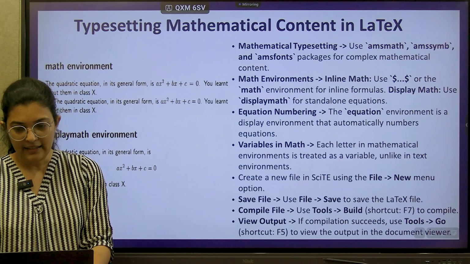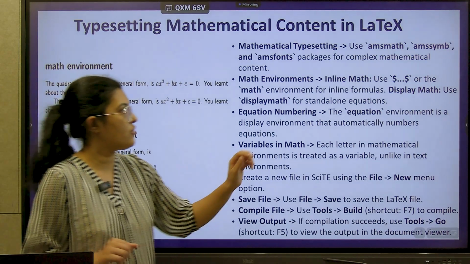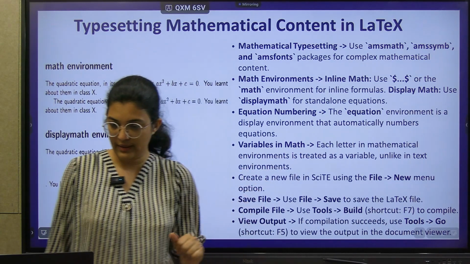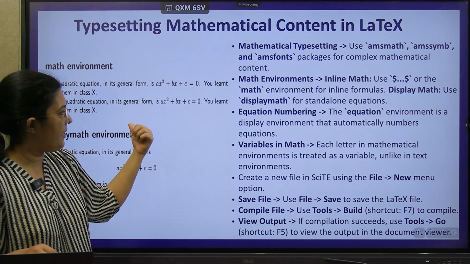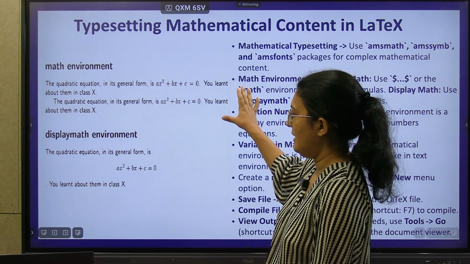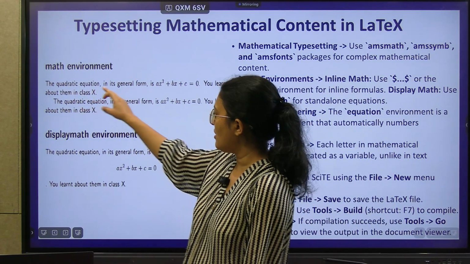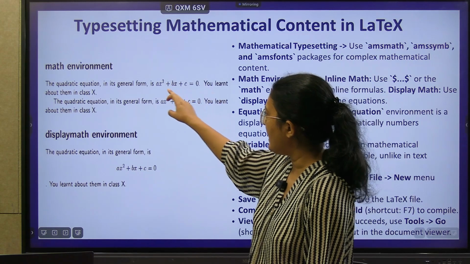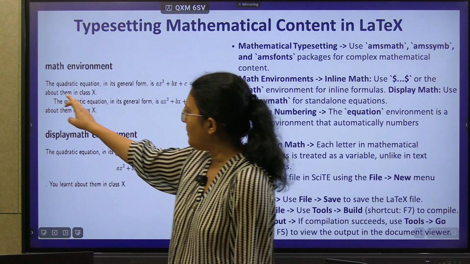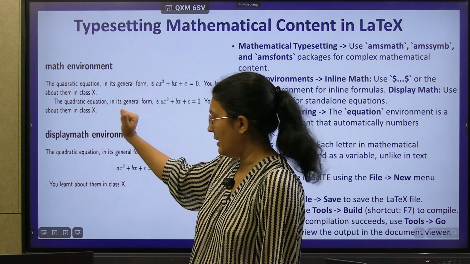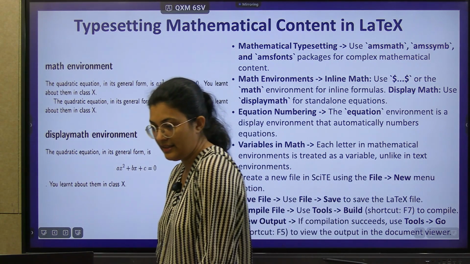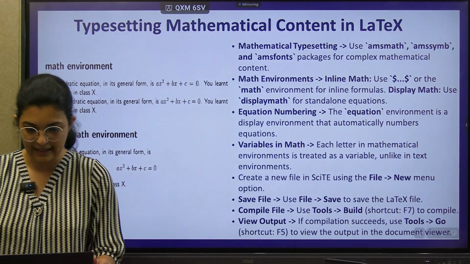Generally, an inline mathematical equation should be between dollar signs: start with a dollar, write the equation, and end with a dollar, right? Now, this is one example given over here. This is one mathematical equation given in a single line. The quadratic equation in general form, given on the same line, is ax square plus bx plus c equal to 0. You learn about them in class X, right? So this is the format, and this is one example of how they format that.